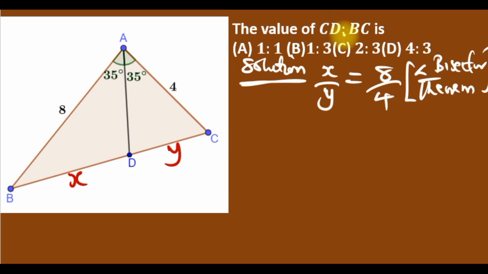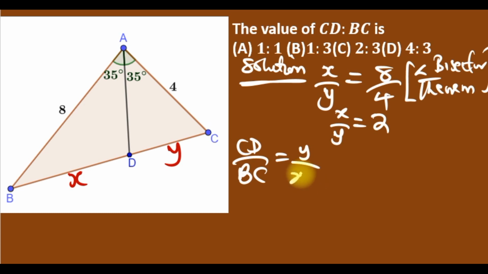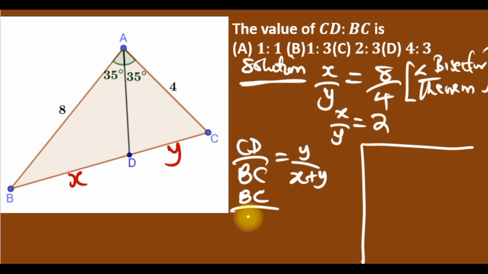CD is to BC. So I say this X over Y is now to, but we're asked to find CD is to BC, which is the same thing as CD, which is Y over X plus Y. And if we reciprocate, if you have BC over CD is X plus Y over Y.